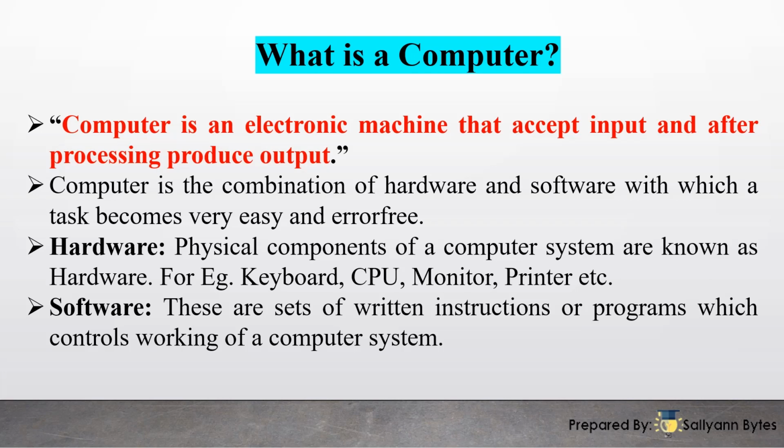So, what is the term hardware? The physical components of a computer system are known as hardware. For example, keyboard, CPU, monitor, printer. You can see and touch them. What is a software? These are sets of written instructions or programs which controls working of a computer system. We can see in detail later in this chapter. Here you should know one more point about the term hardware devices. Input devices, system unit, output devices, and memory devices are collectively known as hardware devices.